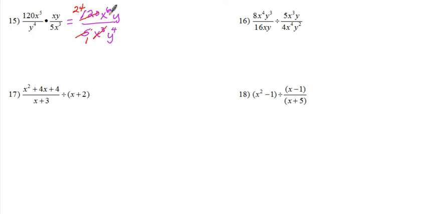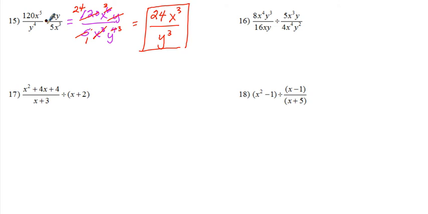X to the 3rd and x to the 6th simplifies down to an x to the 3rd on top. Or if you think of this as 6 minus 3, since that's on the bottom, that's fine too. Y to the 1 and y to the 4th gets down to y to the 3rd. If you need to do this in multiple steps instead of crossing out, that's completely fine. But your most simplified answer is 24 x to the 3rd over y to the 3rd. That's the simplified rational.